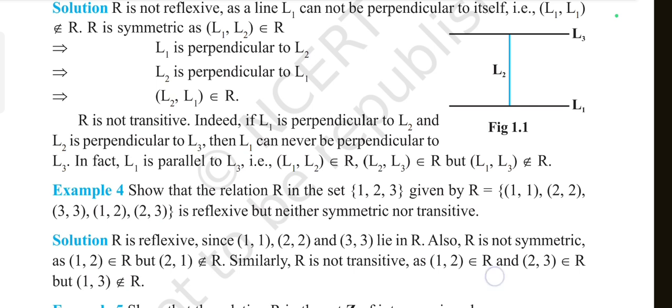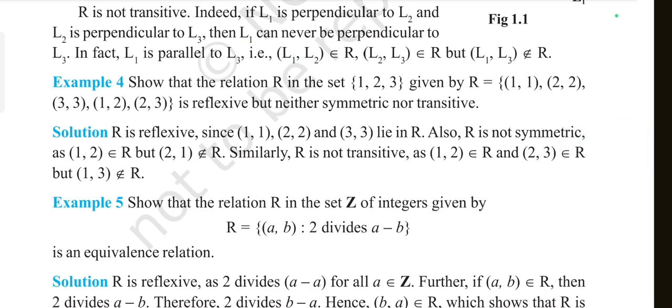Example number 4. Show that the relation R in the set {1, 2, 3} given by R equals {(1, 1), (2, 2), (3, 3), (1, 2), (2, 3)} is reflexive but neither symmetric nor transitive. R is reflexive since (1, 1), (2, 2) and (3, 3) lie in R, as we can see in the relation R. Also R is not symmetric as (1, 2) belongs to R but (2, 1) does not belong to R. Similarly, R is not transitive as we can see in this relation: (1, 2) belongs to R and (2, 3) belongs to R but (1, 3) does not belong to R.